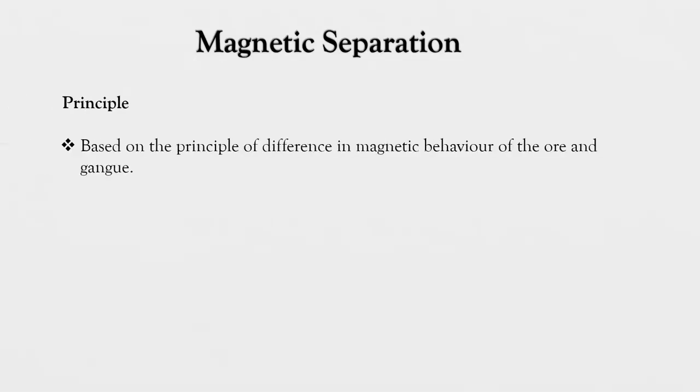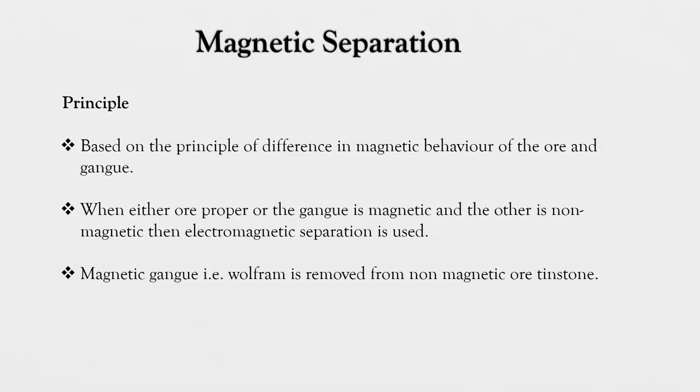Another method of concentration of ore is magnetic separation. Magnetic separation is based on the principle of difference in magnetic behavior of the ore and the gangue. When either ore proper or the gangue is magnetic and the other is non-magnetic, then electromagnetic separation is used. Magnetic gangue, that is wolfram, is removed from non-magnetic ore tinstone by the process of magnetic separation.